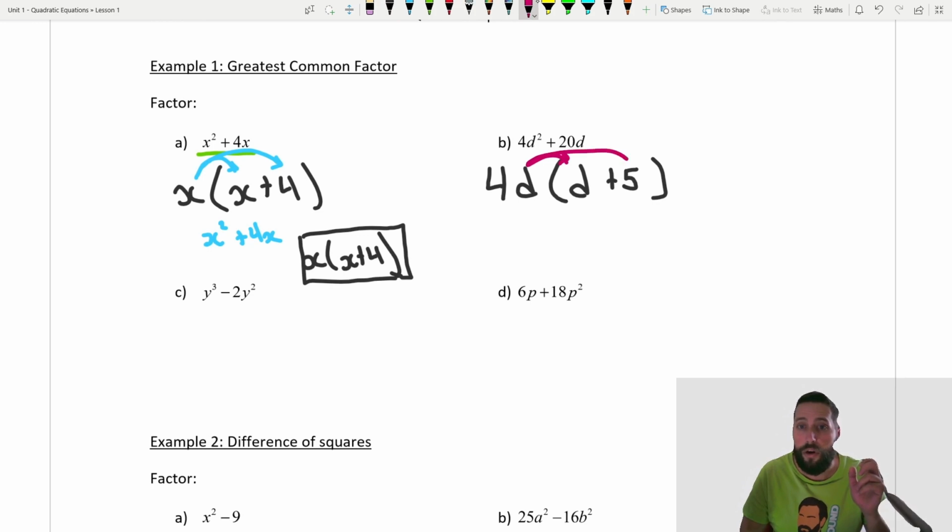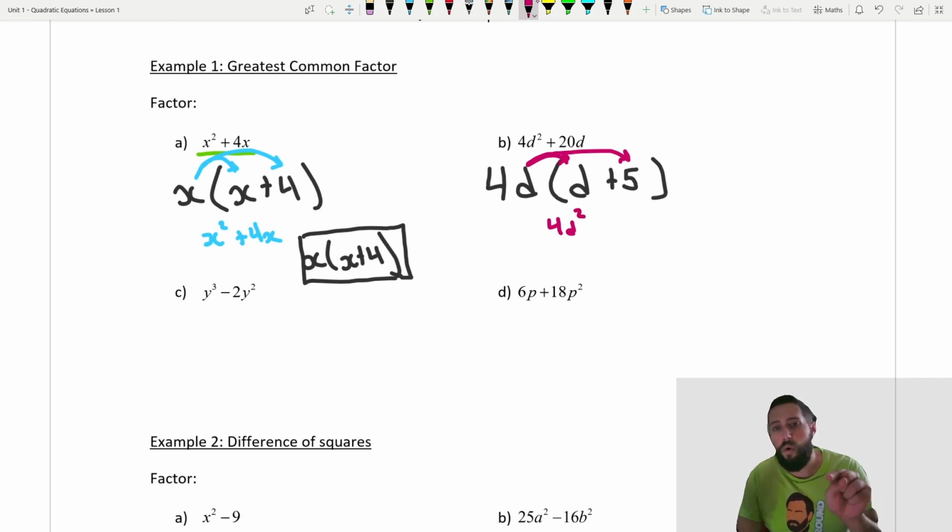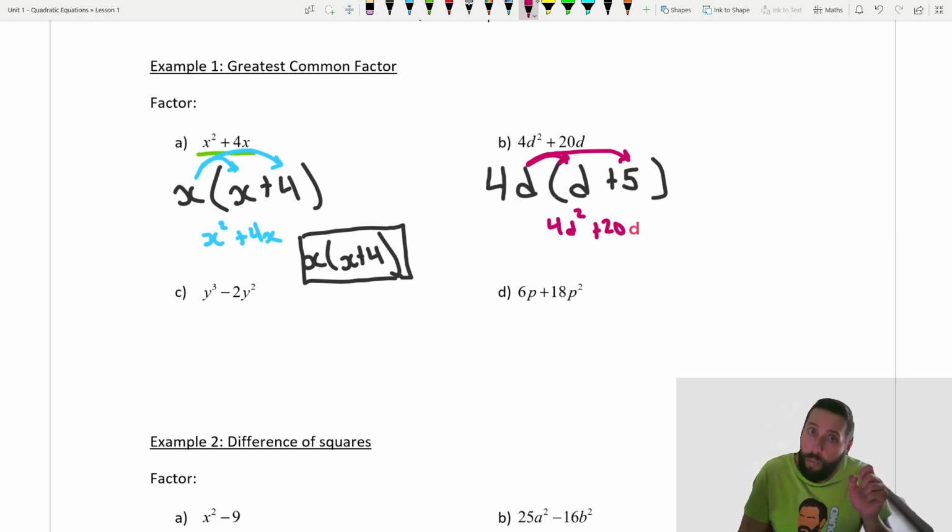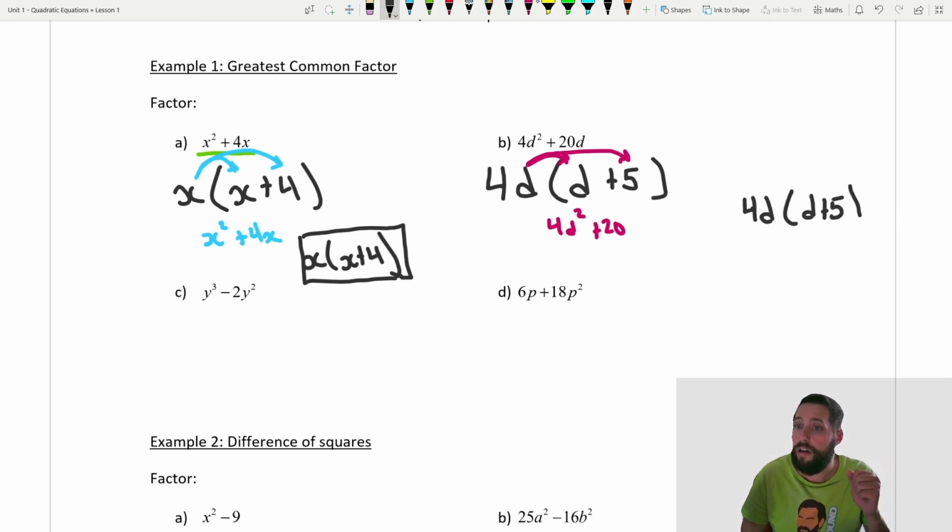Okay, quick way to check is you distribute back in. So you're going to go, okay, well, 4d times d, well, that's 4d squared. And then 4d times 5, well, that's 20, which is what the original question was saying. So this is to confirm that, yes, the answer is 4d and then d plus 5.